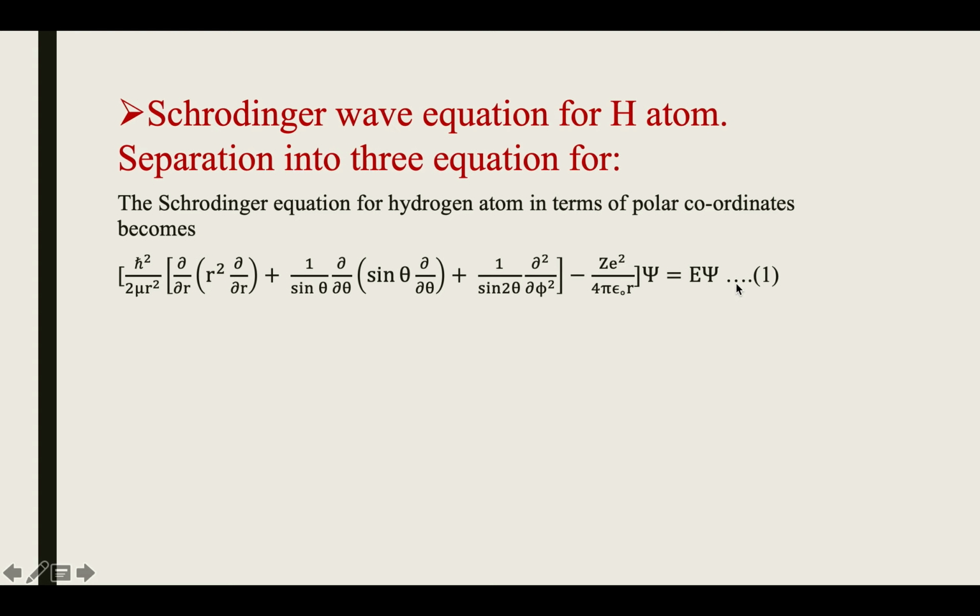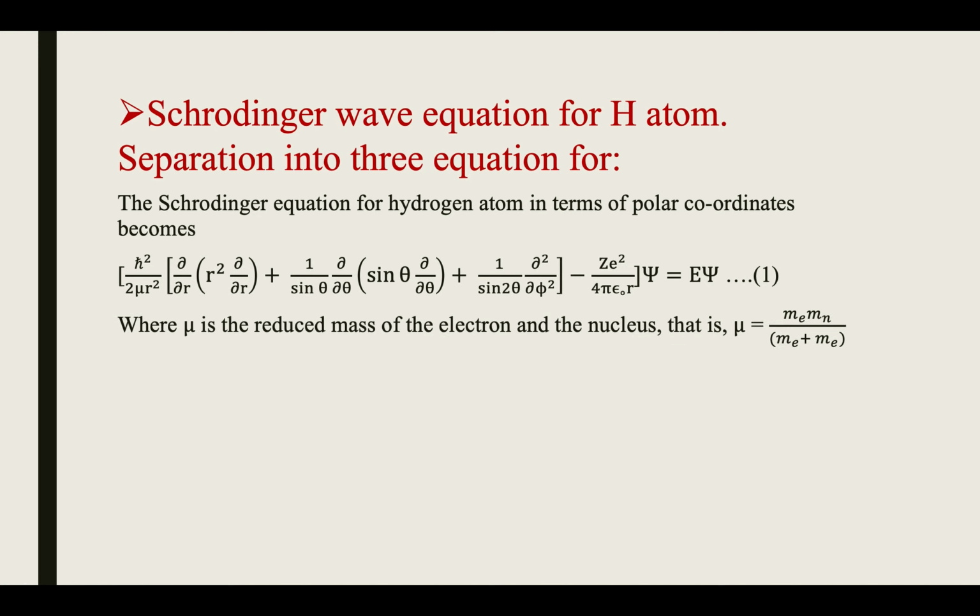In previous slides we have seen H psi equal to E psi. This whole term represents H, the Hermitian operator, which contains the kinetic energy terms as well as the potential energy. Here mu is the reduced mass of the electron and the nucleus, that is, mu equal to mass of electron times mass of nucleus divided by mass of electron plus mass of nucleus. Here n should be there.